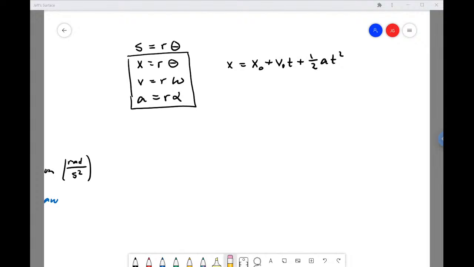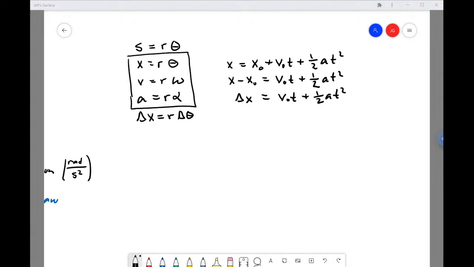If I subtract x naught from both sides, you get a displacement. A difference in position yields displacement. So that's a delta x is v naught t plus 1/2 a t squared. And then, now if x equals r theta, delta x equals r delta theta.